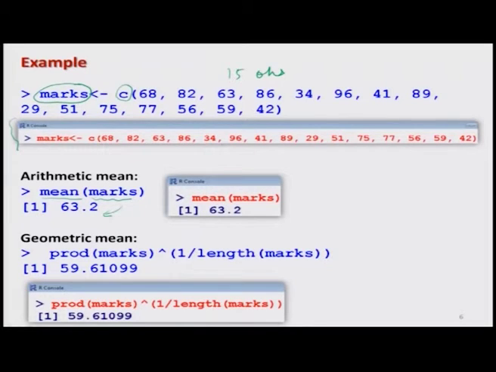And similarly, in order to compute the geometric mean, I use the same command, that is product of marks and then raised to the power 1 upon length of marks, and then I get this value, and here is the screenshot of the outcome.